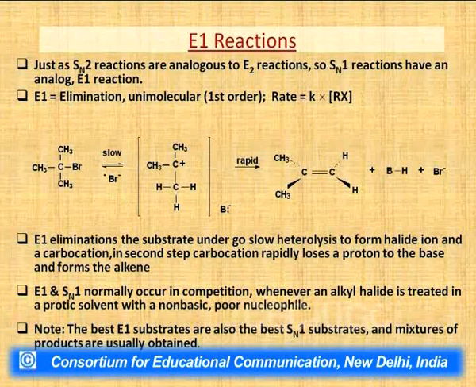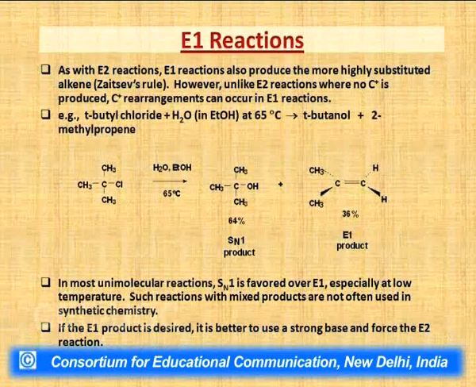The best E1 substrates are also the best SN1 substrates, and mixtures of products are usually obtained. As with E2 reactions, E1 reactions also produce the more highly substituted alkene, according to Zaitsev rule. However, unlike E2 reactions where no carbocation is produced, carbocation rearrangement can occur in E1 reactions.